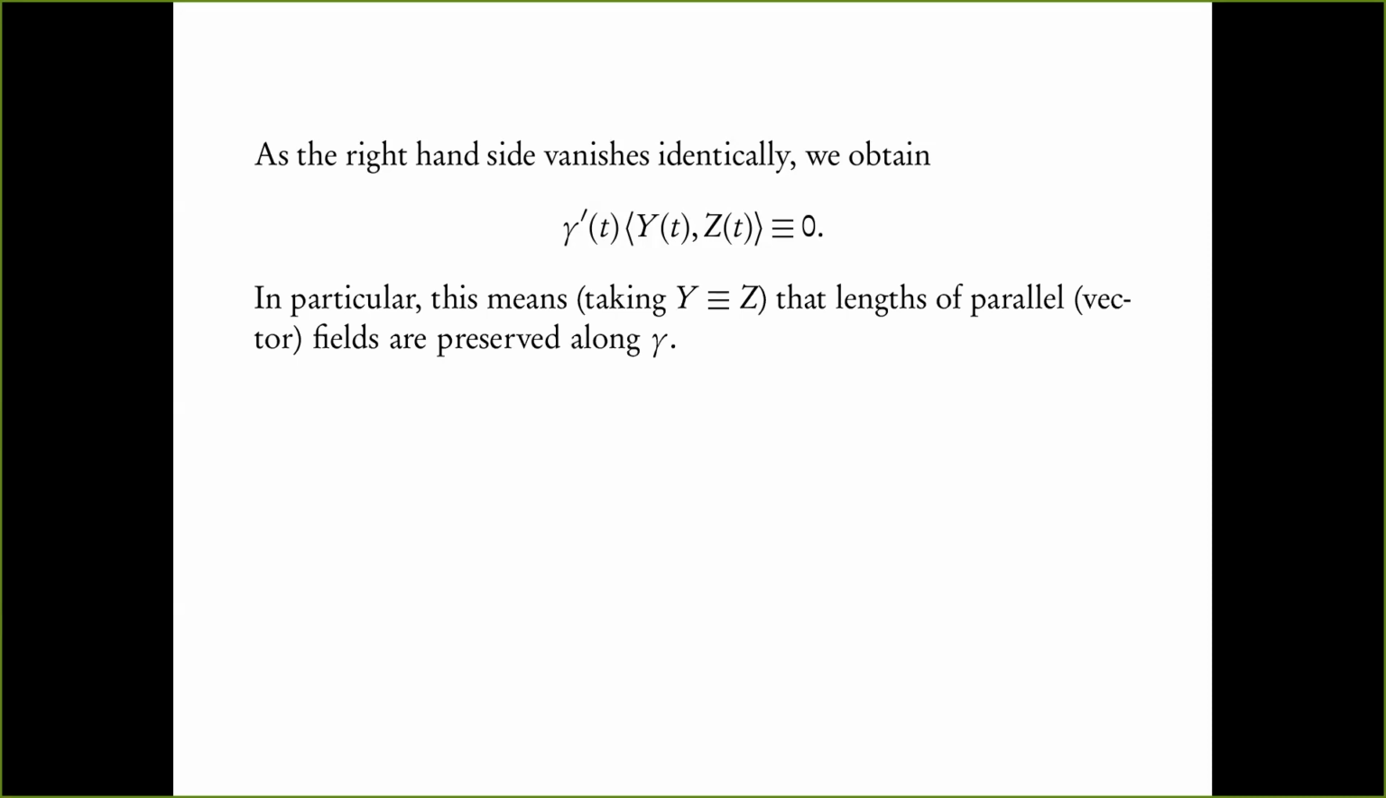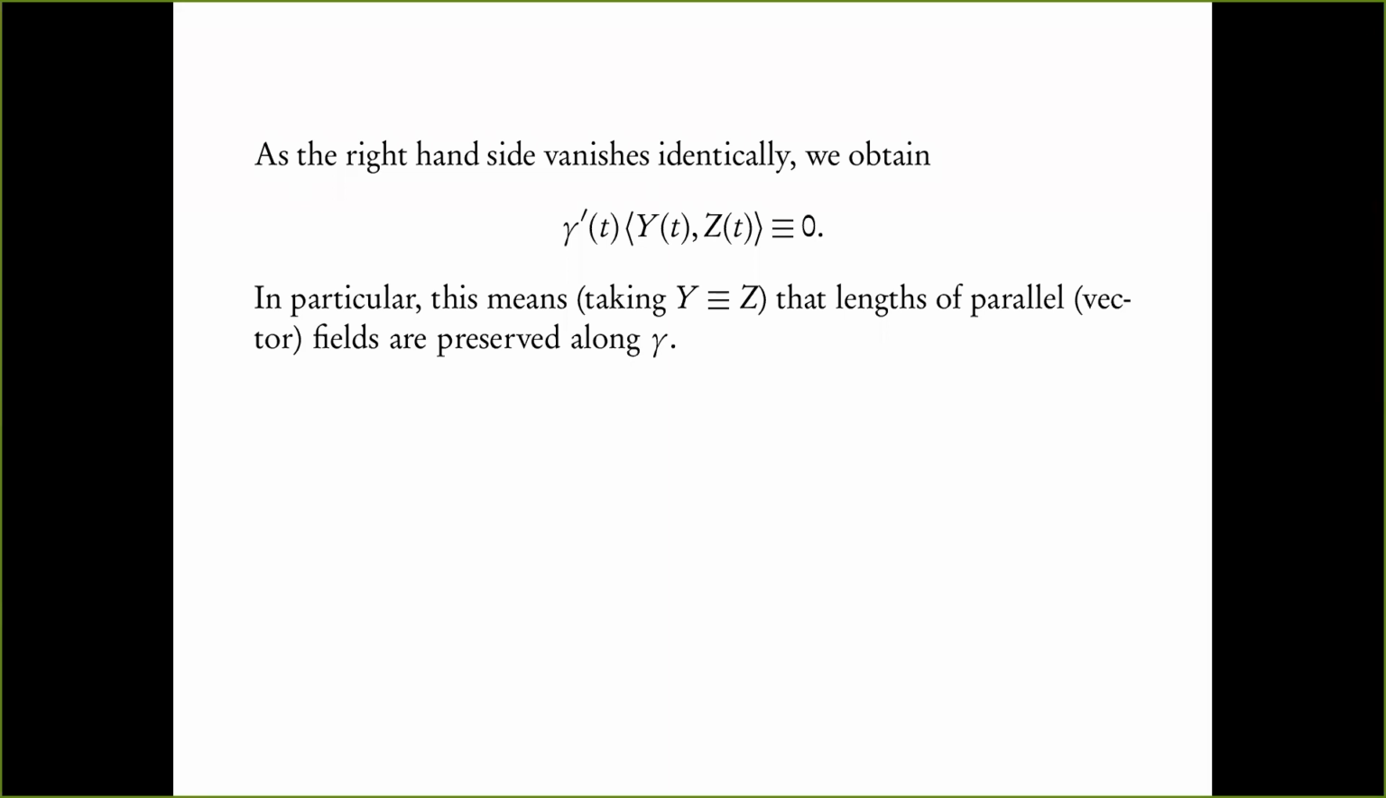So in particular, it says two things. If z was equal to y, then z of t has constant length as you move along gamma, right? Because d by dt of the inner product of z(t) with z(t) is 0, but that means z(t) with z(t) itself, that's the length squared of z, is a constant as it moves along gamma. And because the lengths of parallel vector fields are preserved, the angles are also preserved by the cosine law. So if you take two parallel vector fields, the lengths and angles between them are preserved along the curve gamma for which they are parallel vector fields.